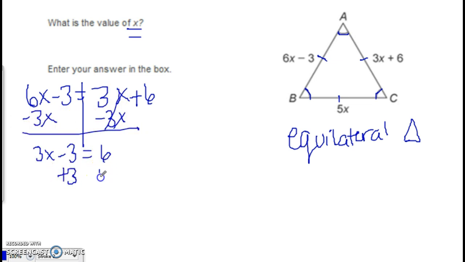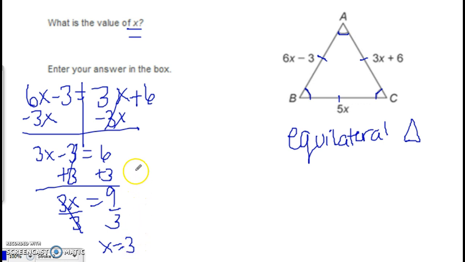and I know I'm solving kind of quickly, so if you need to go back and slow this video down or pause it or follow along, feel free to do that. But if I set these 2 sides equal to each other, I get x equals 3.